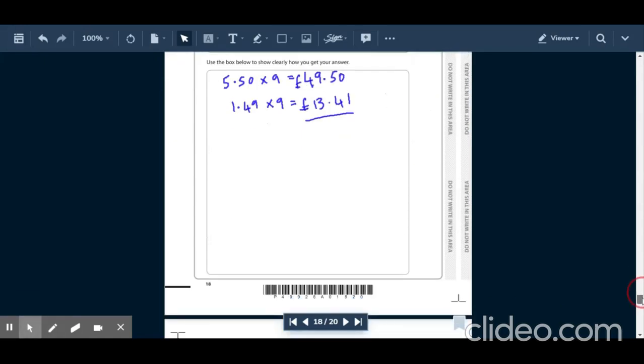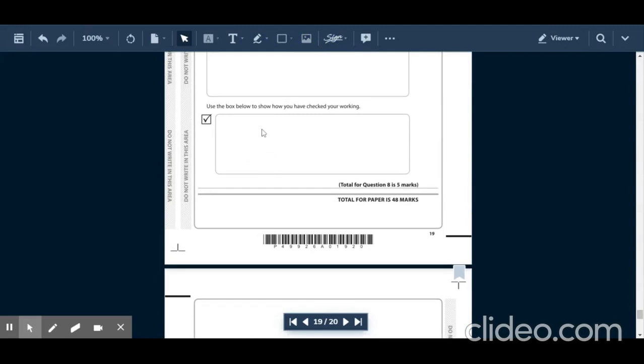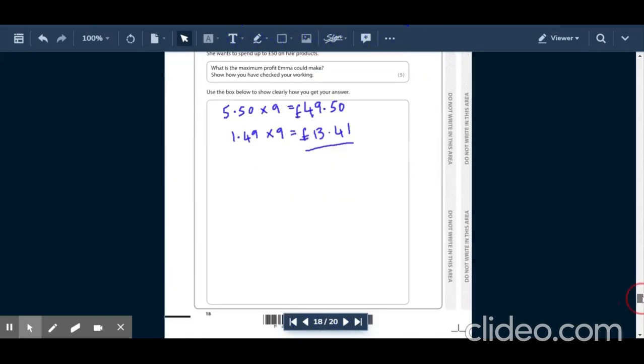There is also a check here, all the way down here, which is worth 1 mark. For your check, you just want to do the reverse of the calculation of what you've done up here. So just that, but backwards.